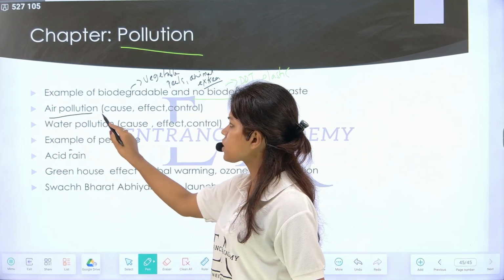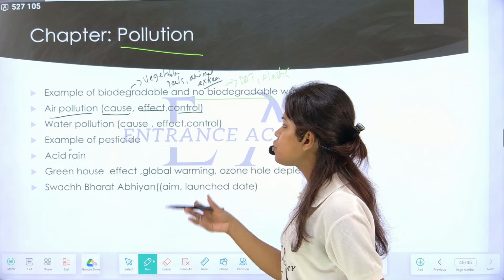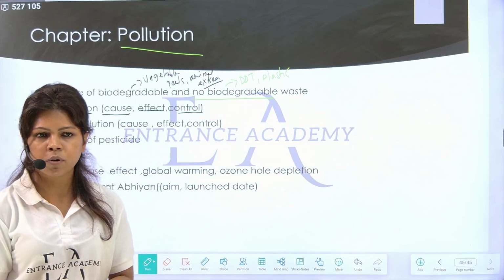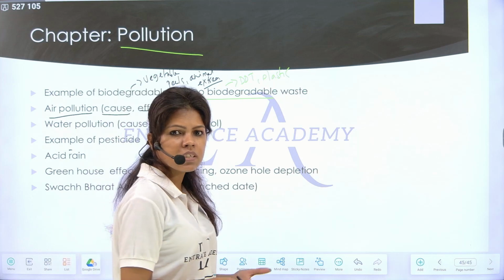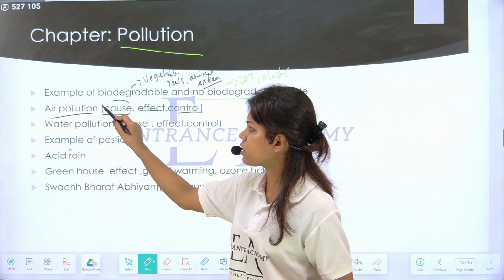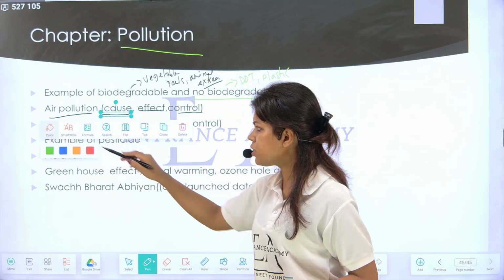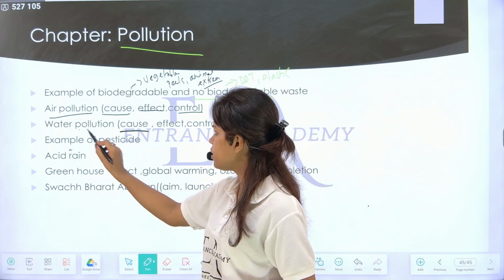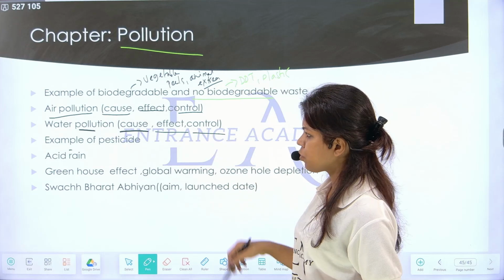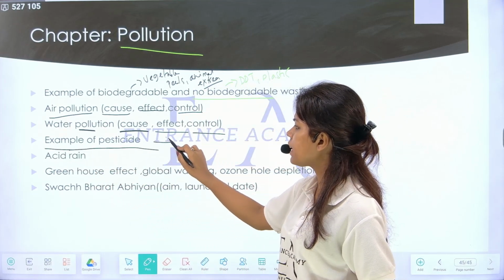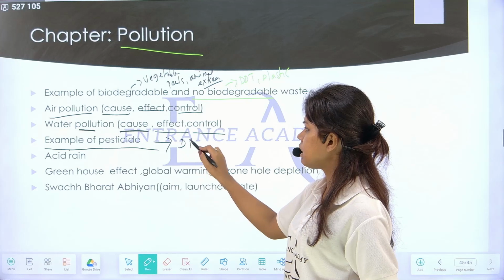Air pollution, its cause, effect and control. How to control the rate of air pollution? What are the several effects of air pollution? For example, breathing problem, bronchitis. And what are the general causes of air pollution? Water pollution as well as the general cause of water pollution, its effect and control. Example of pesticides, which kill the pest: DDT.